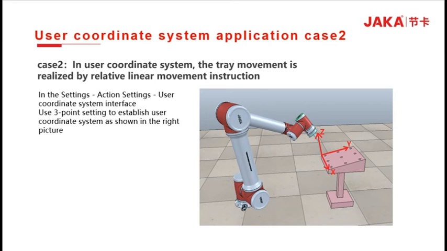User coordinate system application case 2. In the user coordinate system, the tray movement is realized by relative linear motion instruction. In the setting operation, set the user coordinate system interface with the 3-point method to establish the user coordinate system as shown in the right picture.